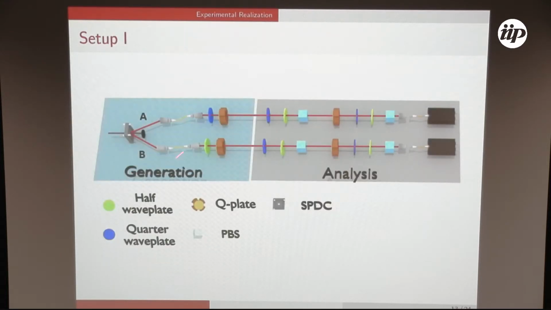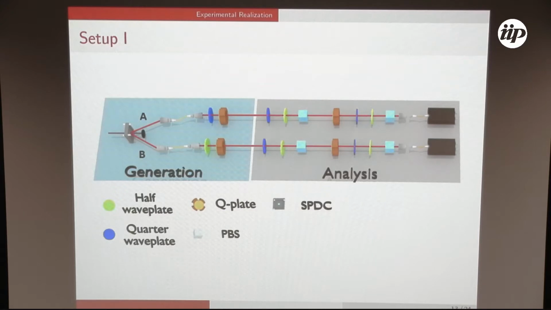Here we have an SPDC source, which produces a pair of entangled photons, which then are manipulated by quarter-wave plates and Q-plates to generate an entangled state in polarization and OAM degrees of freedom. These Q-plates are just birefringent patterned slabs which are in a way similar to the SLM, which was presented two talks ago, but specialized for the case of OAM manipulation.